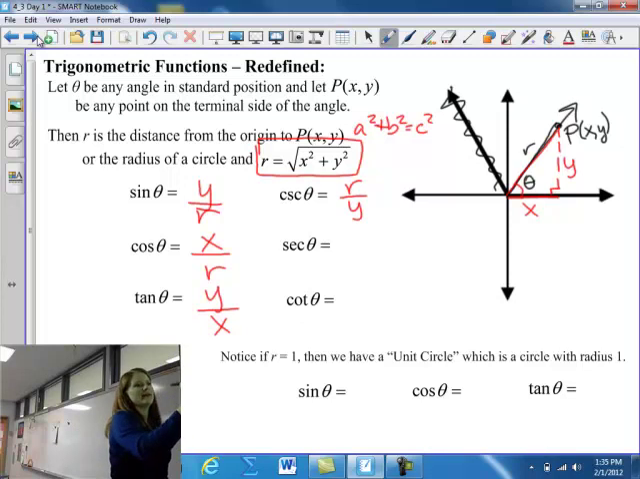You should be able to fill out the reciprocals, just flip them over. r over y. Very nice. Can't do it anymore, because you're laughing.